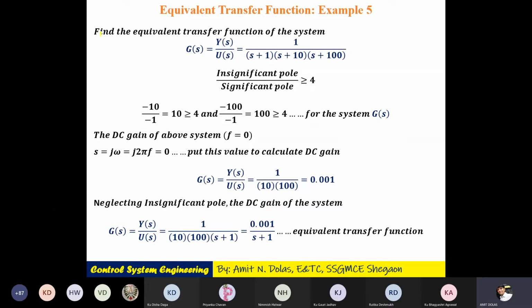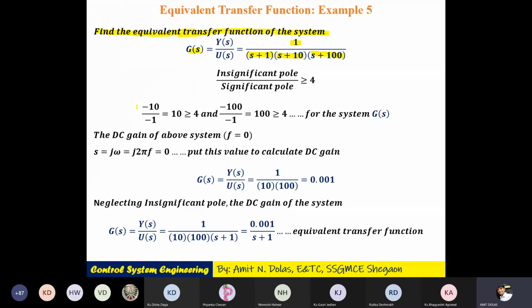Moving to the next example, such kind of example is asked in the university exam. Find the equivalent transfer function of the system. Equivalent transfer function means the transfer function may be huge, and you have to reduce it down by using a set of rules. Of course, here we use this rule, neglecting the insignificant pole. So here G of S is what? 1 divided by S plus 1, S plus 10 into S plus 100.